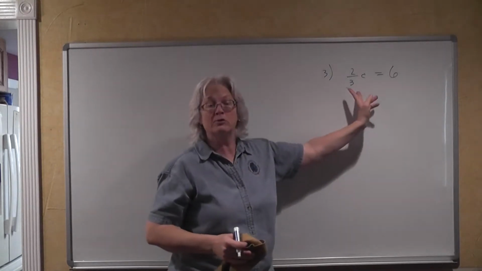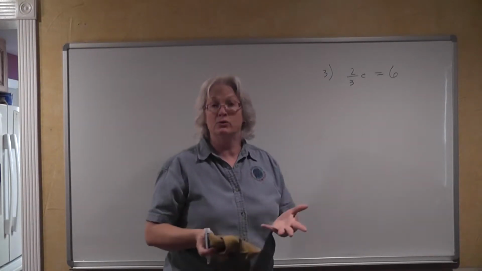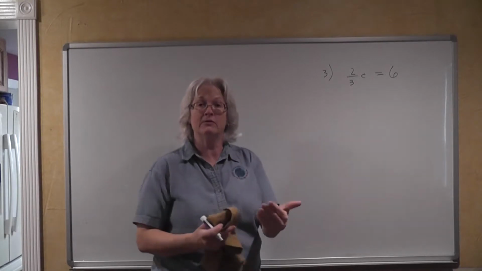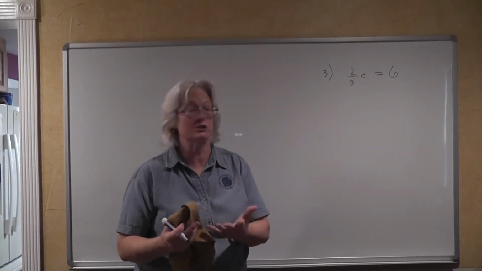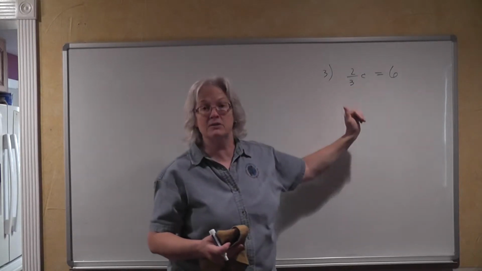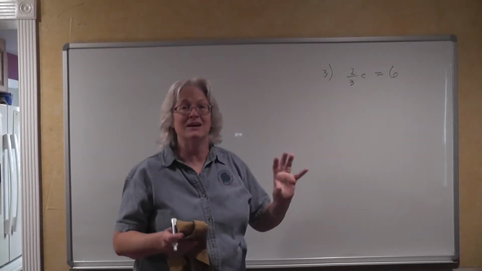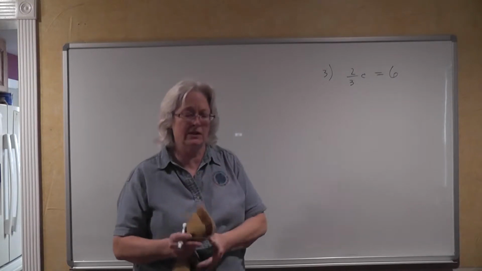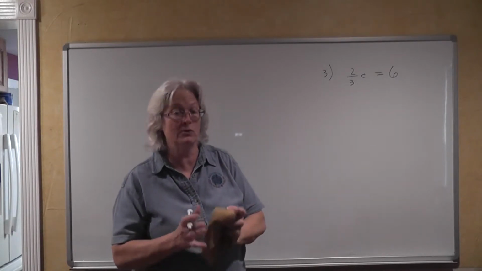C has been multiplied by 2/3. Well, the inverse operation for multiplication is division. So you might think, well, I'm going to divide both sides of the equation by 2/3. Yes, but that can tend to get you really confused looking.